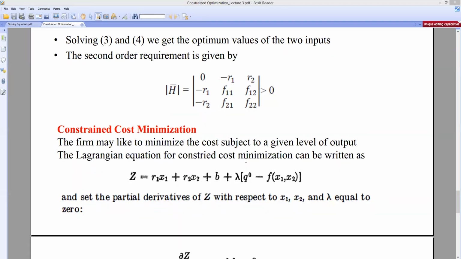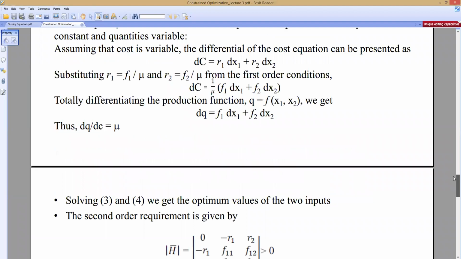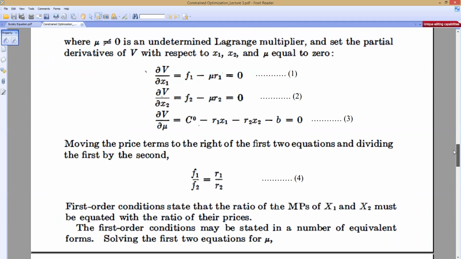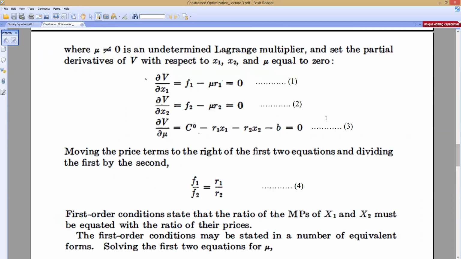Ma'am, taking the Z derivative with respect to lambda. So there was no lambda, there was mu this time, but you are absolutely right. So we are considering our second order derivatives with respect to mu. So del square V by del mu square is giving the value 0.